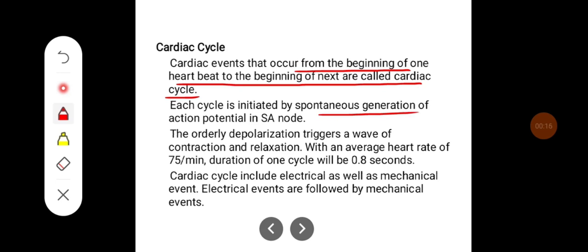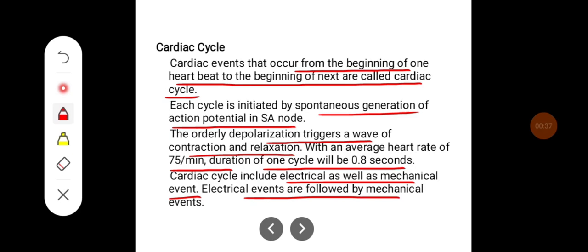...is generation of action potential in the SA node. The orderly depolarization triggers a wave of contraction and relaxation. With an average heart rate of 75 per minute, the duration of one cardiac cycle will be 0.8 seconds. The cardiac cycle includes electrical as well as mechanical events. Electrical events are followed by mechanical events.